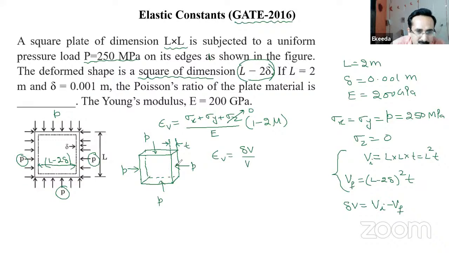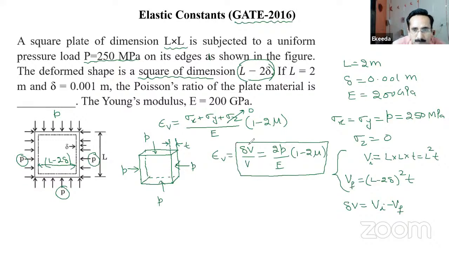Then we will take P as positive, otherwise we have to take P negative, so that is not a problem. So delta V is initial volume minus final volume, and it will come out positive. So P we will take positive in our numerical. So volumetric strain is delta V by V, which is equal to sigma x plus sigma y, which is P, so it will be 2P by E into 1 minus 2 mu. What we have to find out is Poisson's ratio. So delta V by V is equal to 2P by E into 1 minus 2 mu. So this is the relation.